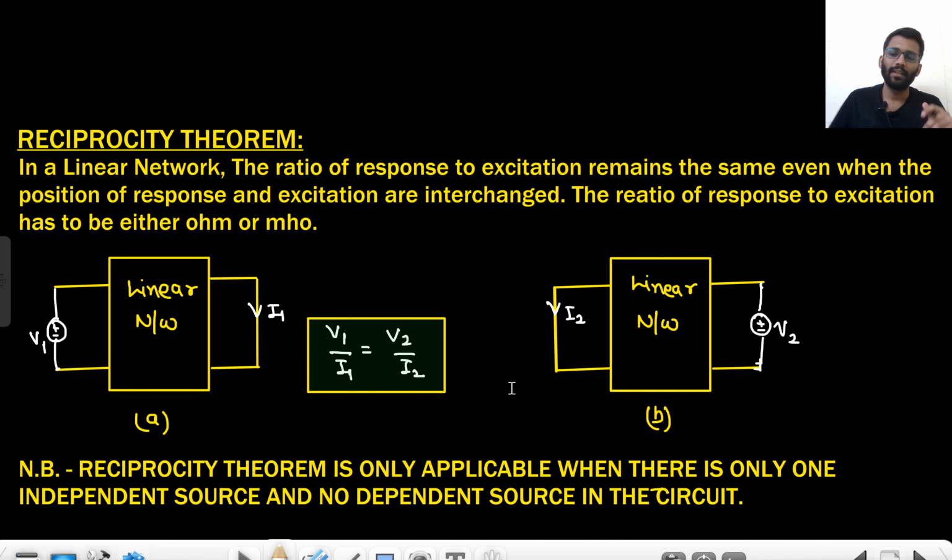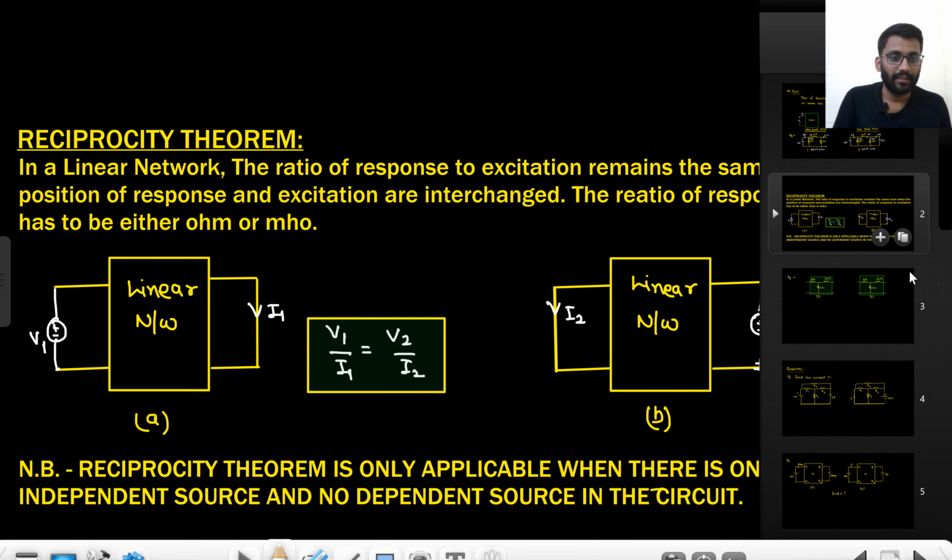One more thing, it is only applicable when the circuit has only one independent source and no dependent source. Only one independent source, like this voltage source. There is no dependent source in this network. This is a linear network. So no dependent source has to be there. Then only it is valid.